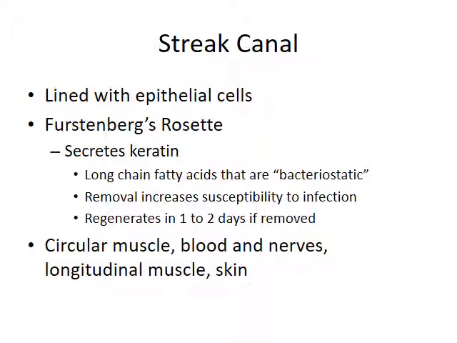Around the teat canal, we have a circular muscle that helps close down that sphincter after milking. We've got lots of blood and nerves that supply that teat end. We also have longitudinal muscle running the length of the teat, and we have skin on the outside.